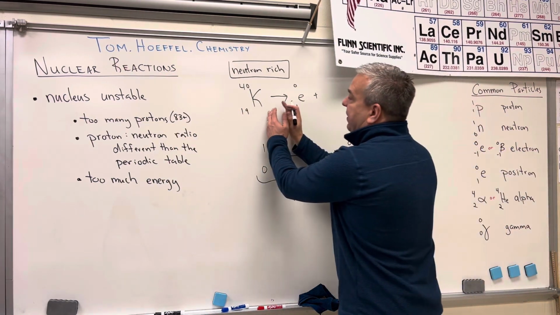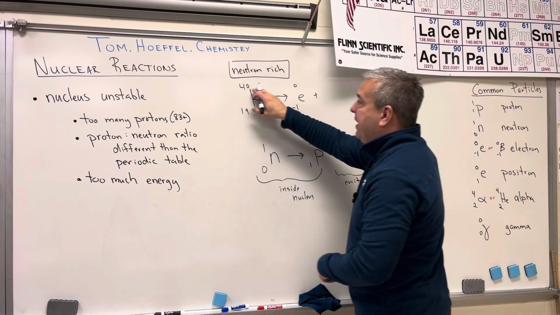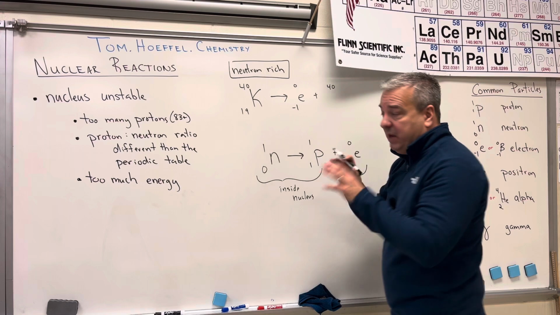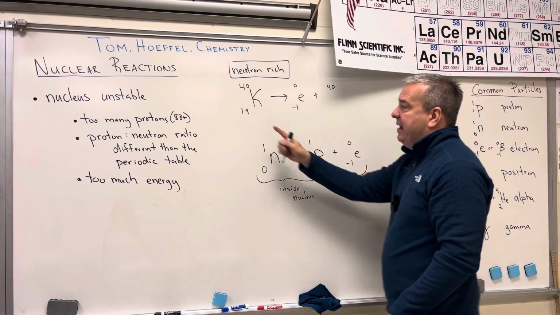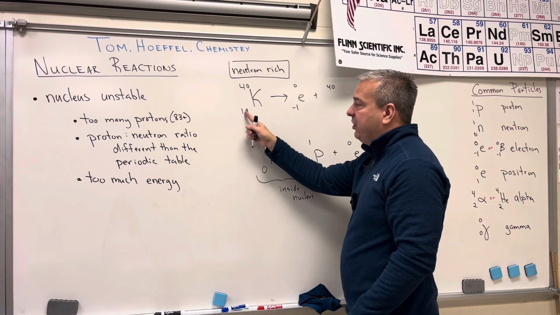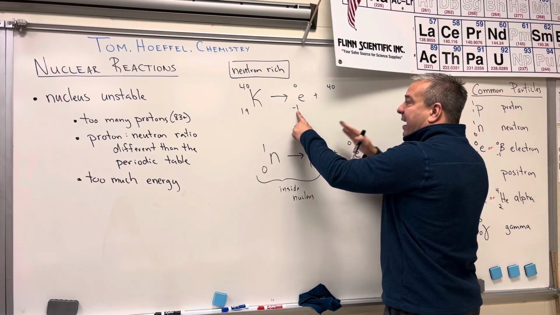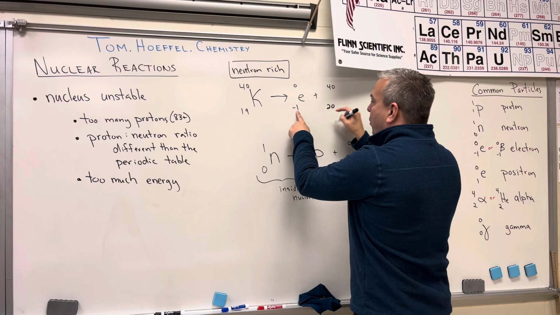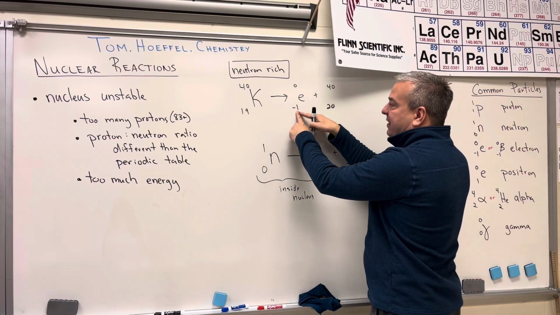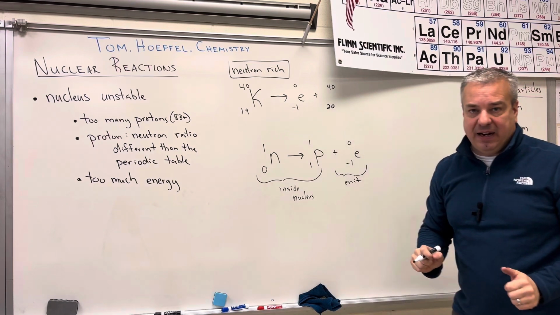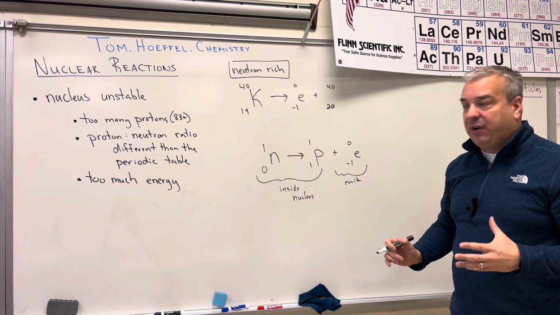On the left-hand side, the mass is 40, 0 on the right-hand side, so we have to make sure we conserve our matter. And then the same thing for the charge. The charge is 19 on the left-hand side. It's -1 on the right-hand side, so 20 plus the -1 is what equals 19, which is on the left-hand side, because we have to conserve our matter.